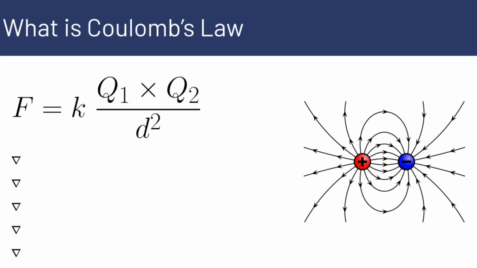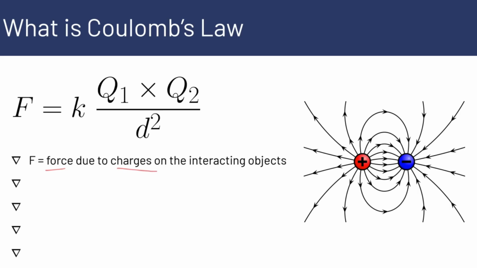So what is Coulomb's law? So here we have the equation F is equal to K times Q1 times Q2 over D squared. So what do all these variables stand for? F is equal to the force due to the charges on the interacting objects.